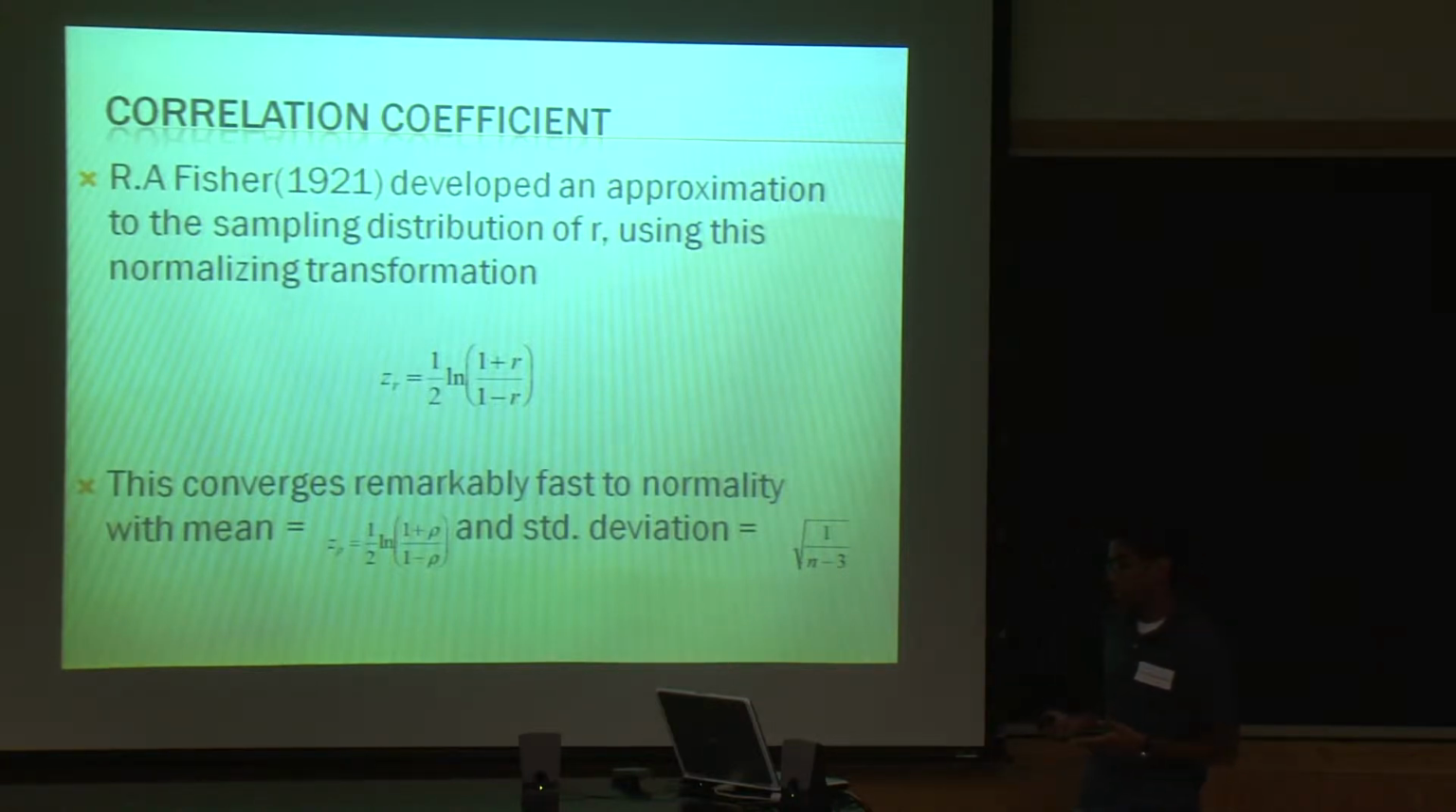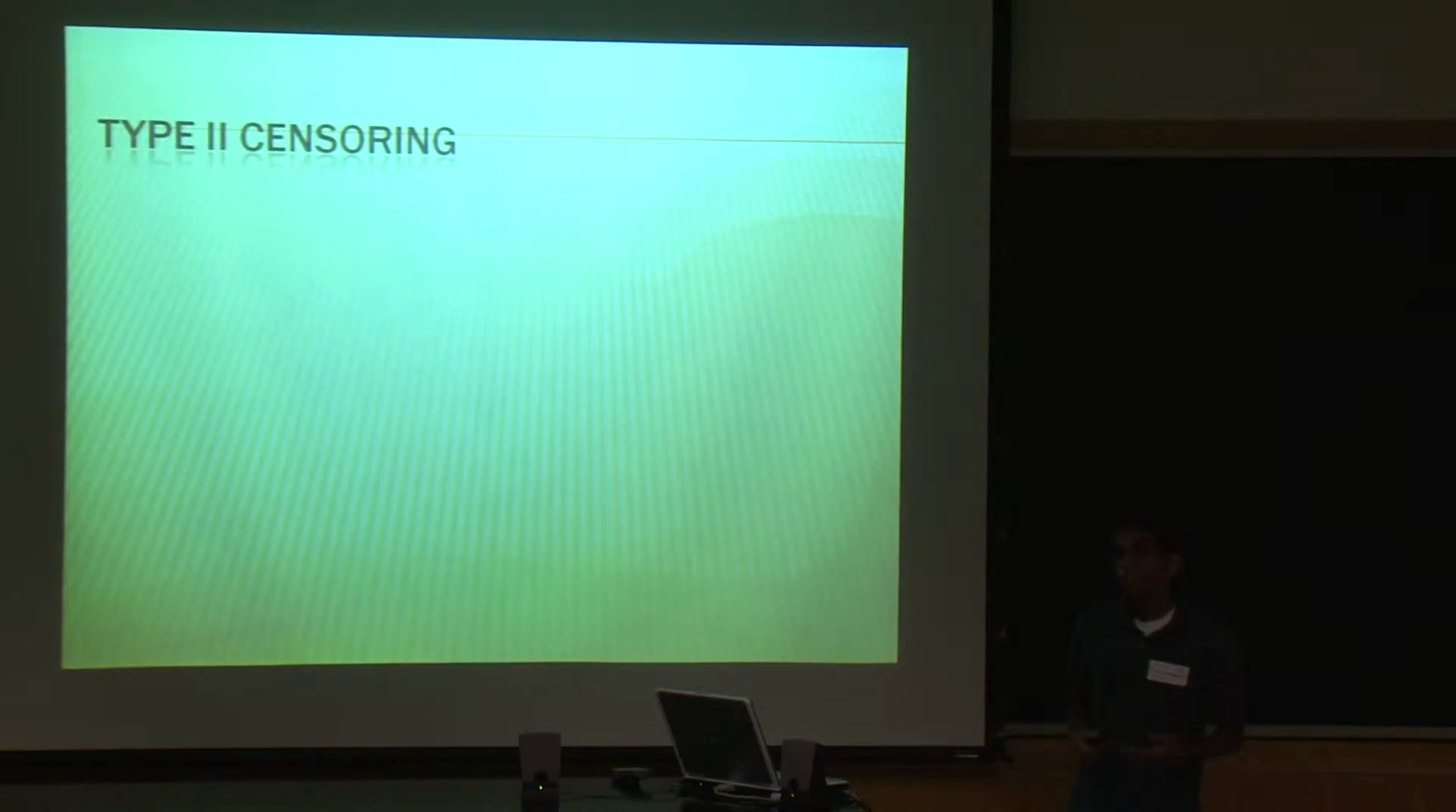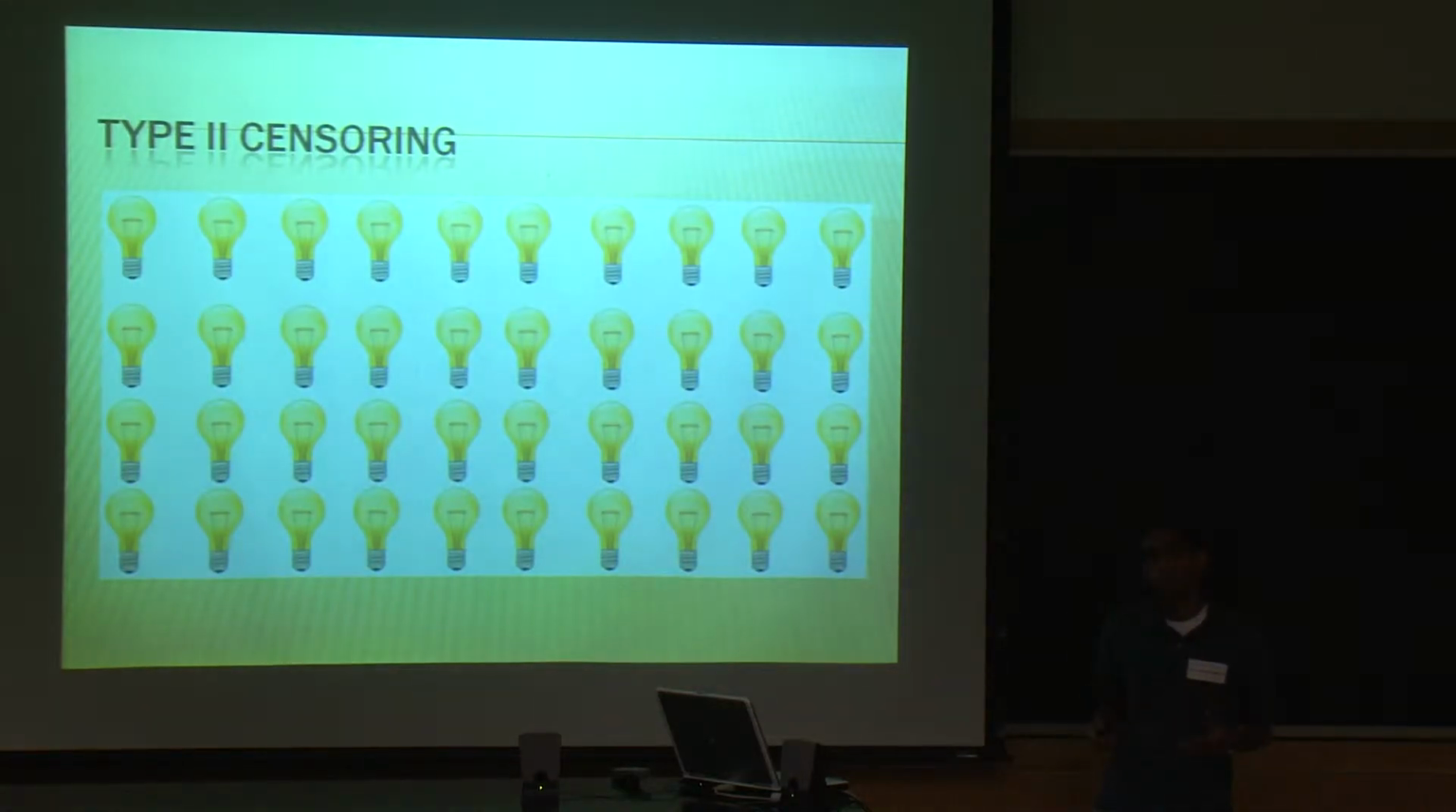Now I'll explain what type 2 censoring is. You may understand that sample size is important whenever constructing an experiment or a study. So let's look at the example of someone who's looking at the failure rate of light bulbs. They have 40 light bulbs, but they may not have the time to wait for all 40 light bulbs to fail. So what are their options?